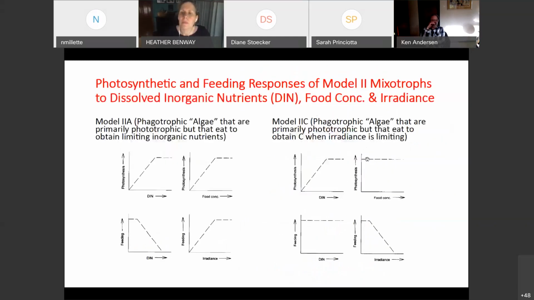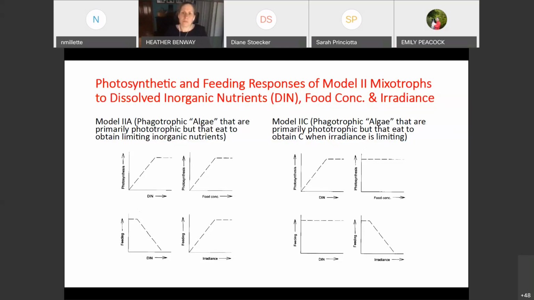Next slide, please. And I'm just going to give you an example of the very simplistic diagrams I used. And it's important to remember this was very conceptual. It wasn't based on much empirical data because there'd only been a few studies. I was trying to make it general and conceptual. So let's just look at model 2A, the phagotrophic algae that eat to obtain inorganic nutrients, versus 2C, the phagotrophic algae that are primarily phototrophic but eat when irradiance is limiting.